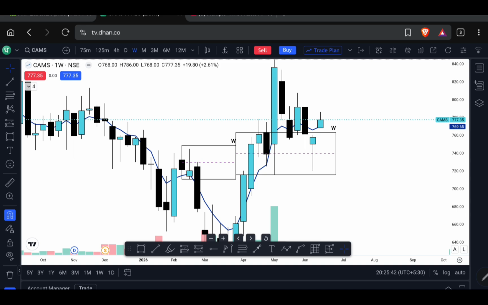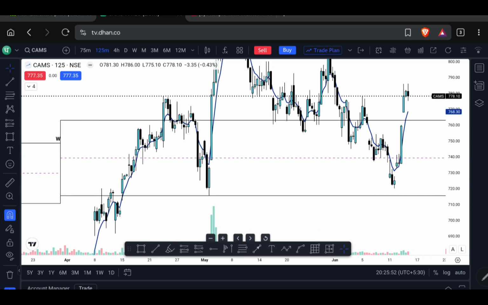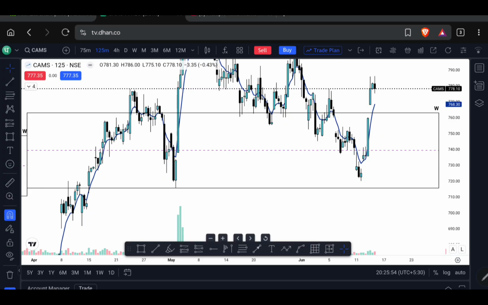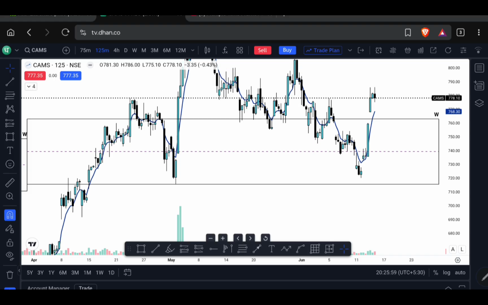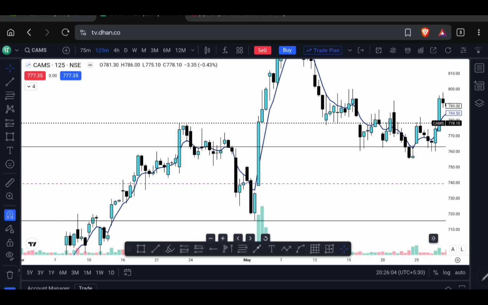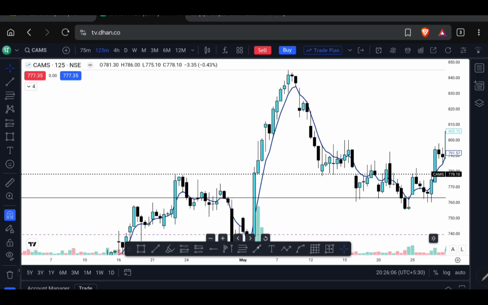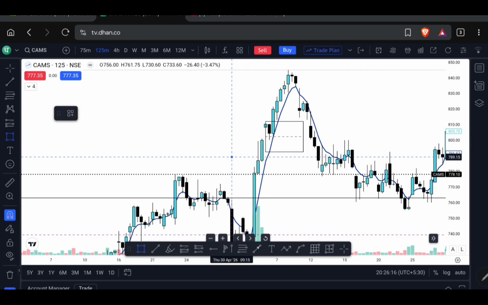So we have marked this demand zone on weekly. Then the second thing we have to do is switch to a lower time frame. For weekly we have 125 and 75 minutes as our lower time frames. Okay, so here if you will see, there are multiple demand zones over here. Some are here, one was here, second one was here.